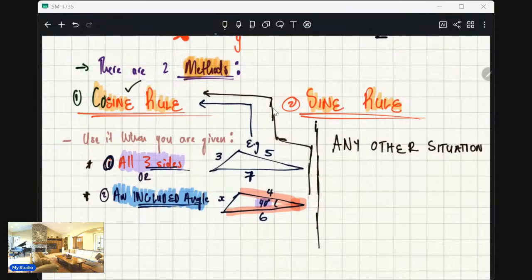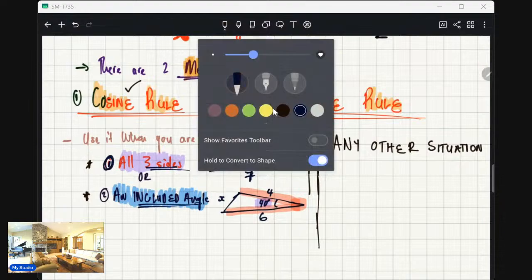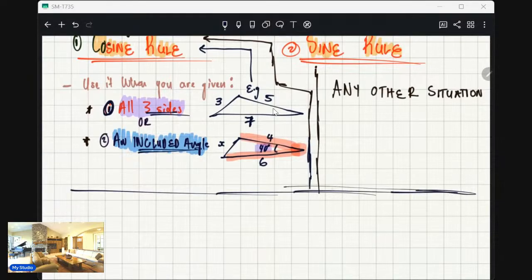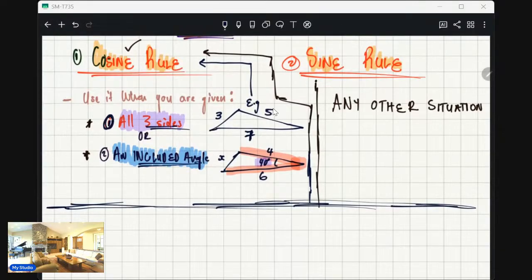Are we together? Okay, now let's write the rules one more time, because now you know. I think now you know when to use each of the methods. I'm convinced. You now know when to use the cosine rule, and you now know when to use the sine rule. But now I want you to know the second thing. Students, it's two parts. You now know when to use these methods. Now you need to know how to use them.